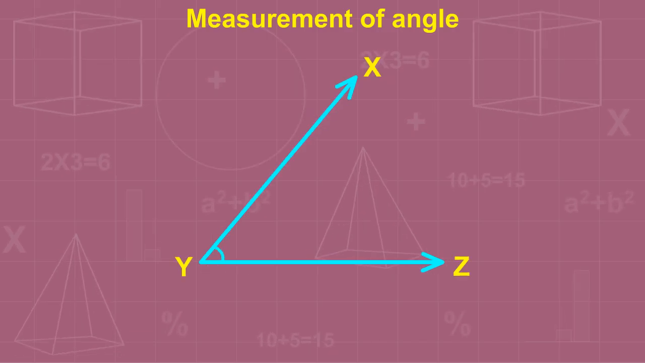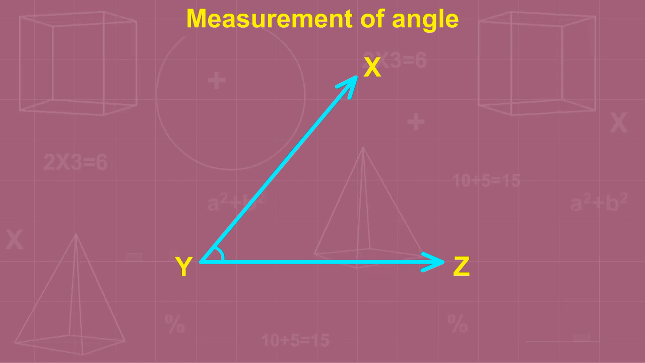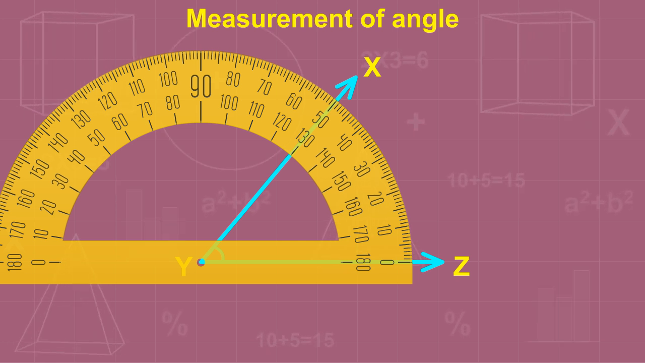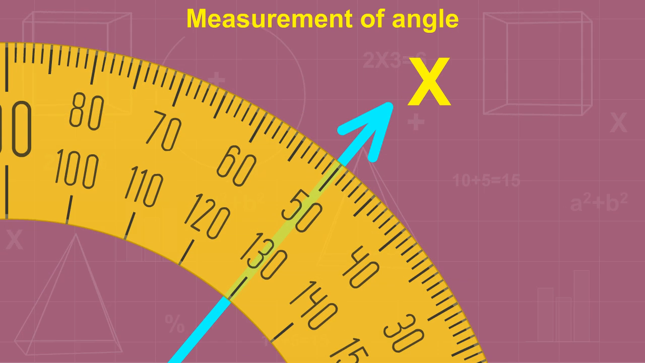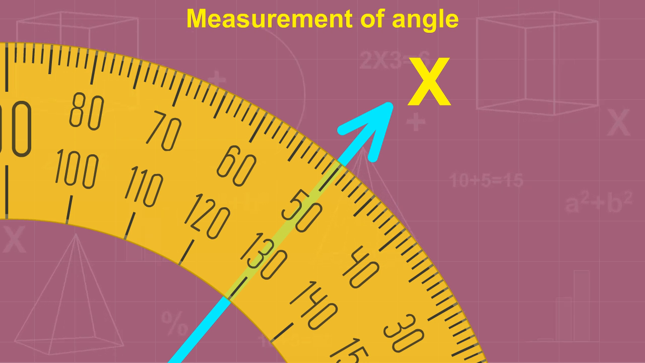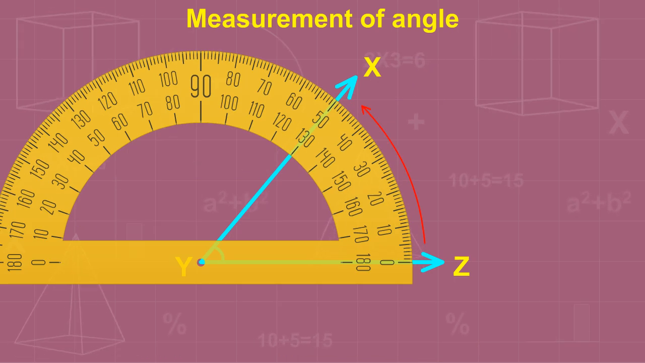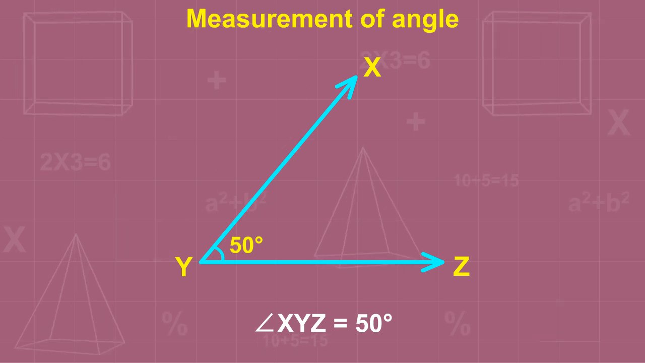Let's take angle XYZ. Let us measure angle XYZ. Put the protractor on the angle such that the center of the protractor is on the vertex of the angle and the baseline is along XY of the angle. Read the degree mark on the curved edge of the protractor through which the other arm passes. Measure it in the anticlockwise direction. The measure of angle XYZ is 50 degrees.